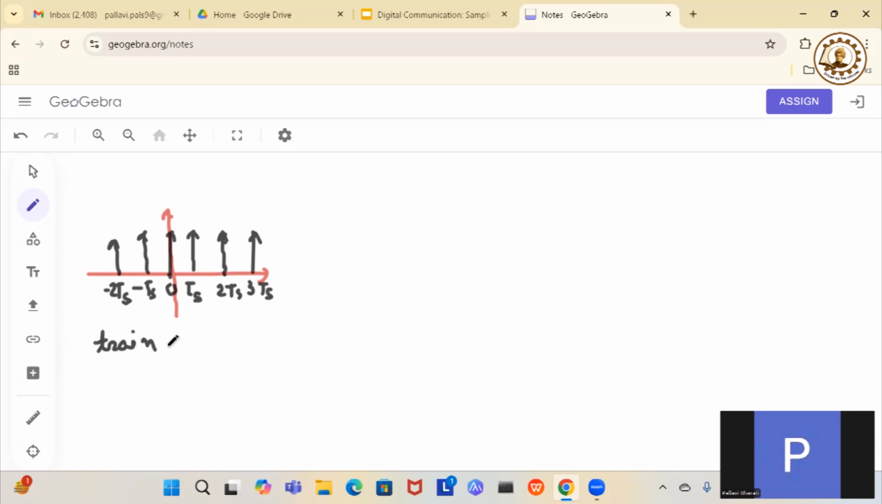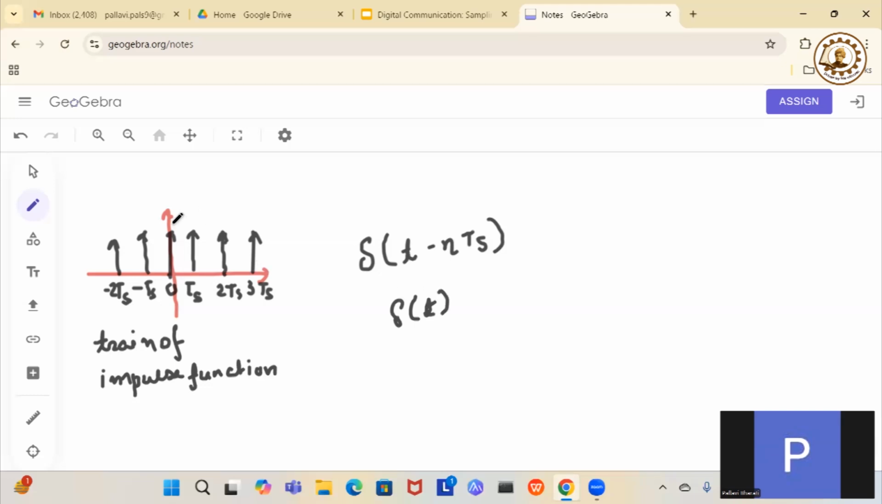This train of impulse function is used as the sampling function in case of impulse sampling. Or you can say the message signal is multiplied with this signal in case of instantaneous or ideal sampling. Now, how do we write this mathematically? This is a delta function, delta t minus n ts. If you put the value of n equal to 0, then it is only delta t, which is this one.